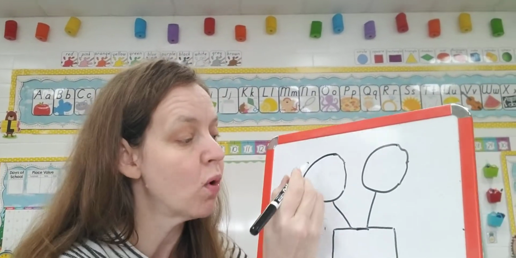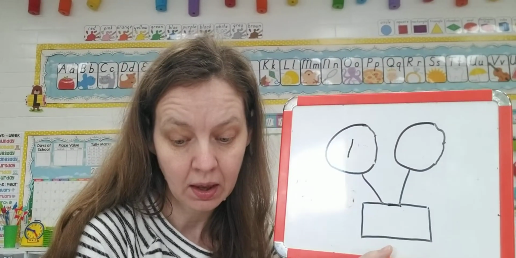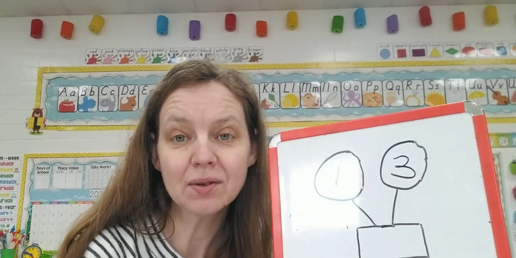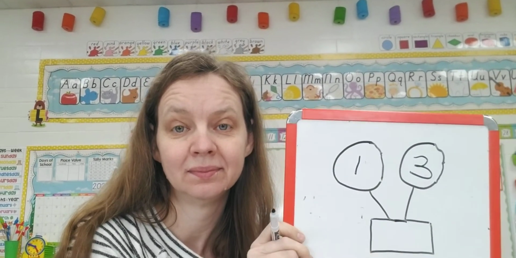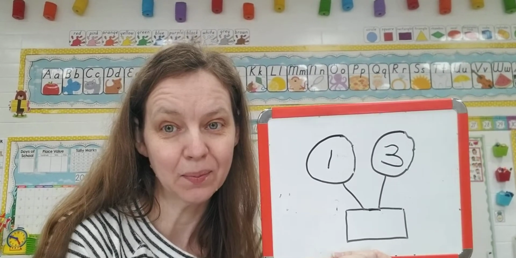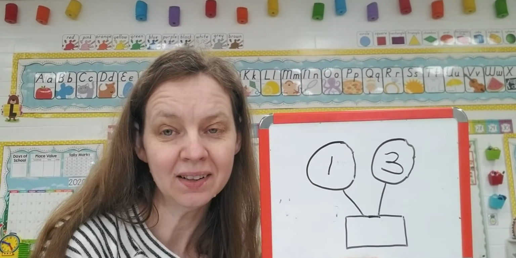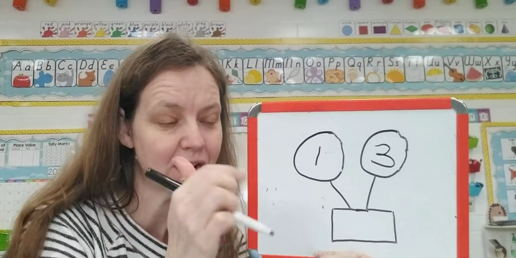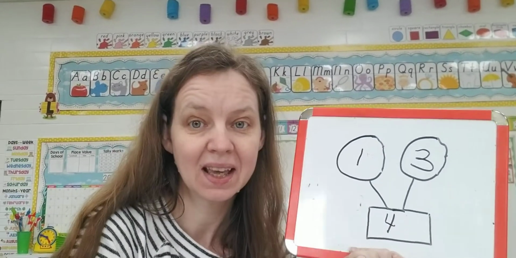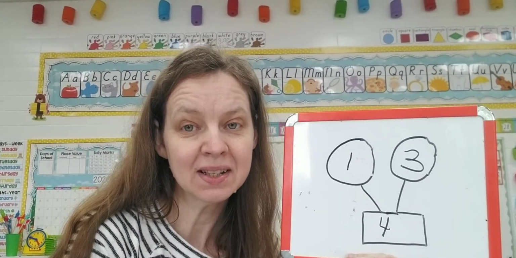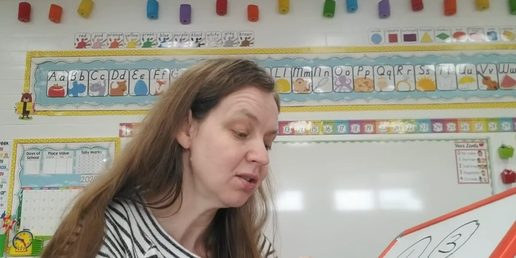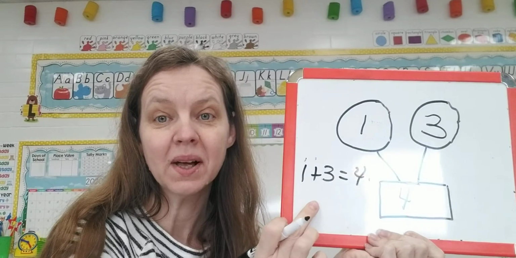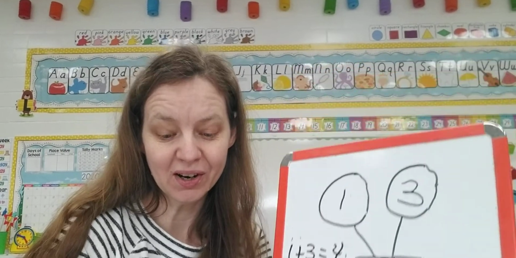All right, I have 1 penny in my desk and 3 pennies in my backpack. How many pennies do I have now? Oh, you guys got this one because you know how to add 3 and 1. You can put that number in your brain real quick. 1, 2, 3, 4. I have 4 pennies. All right, write the number sentence. You got it. I know you do. 1 plus 3 equals 4.